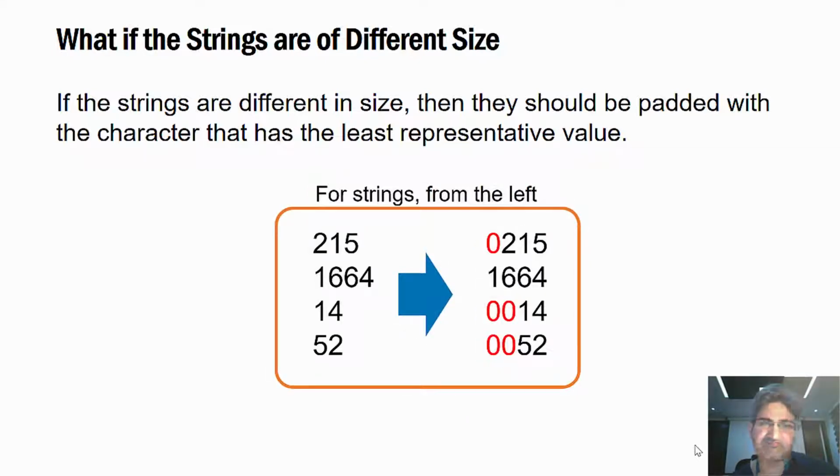For the numbers, we pad them similarly if you want to use the Radix algorithm, but this time from the left with the least valuable quantity or character, which is 0 in this case.